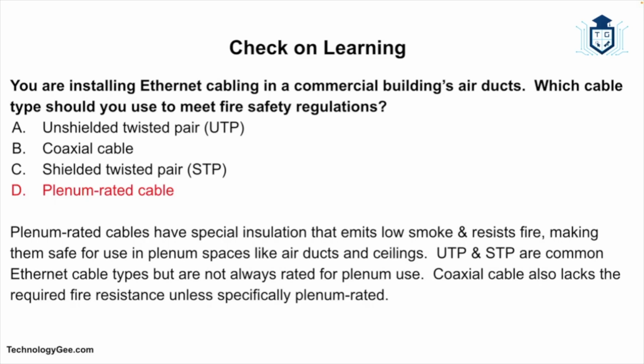So plenum rated cables, they have special insulation that emits low smoke and resists fire, making them safe for use in plenum spaces like air ducts and ceilings. UTP and STP, these are common Ethernet cable types, but are not always rated for plenum use. And coaxial cables, they also lack the required fire resistance unless specifically plenum rated.